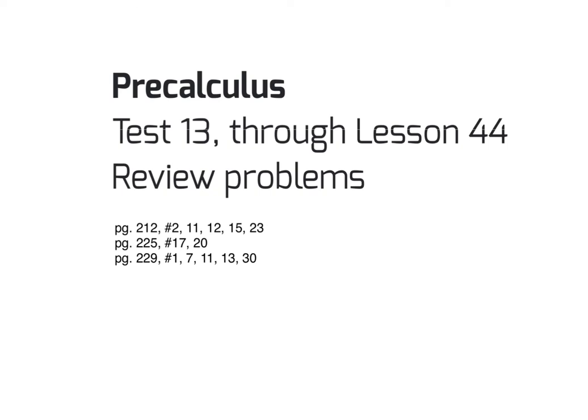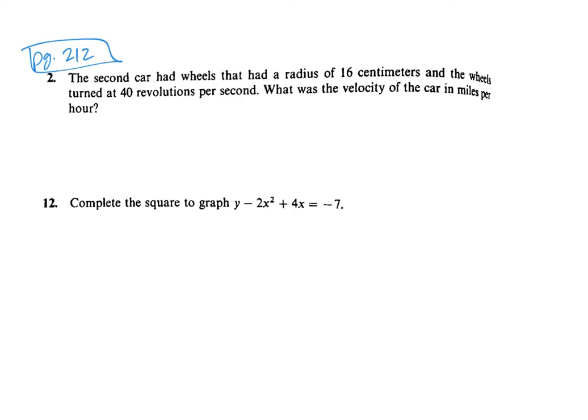Okay, here's the review problems for test 13, which goes through lesson 44. First of all, we have an angular velocity problem. So that's going to use the formula V equals r omega. V is the linear, and the omega is the angular.